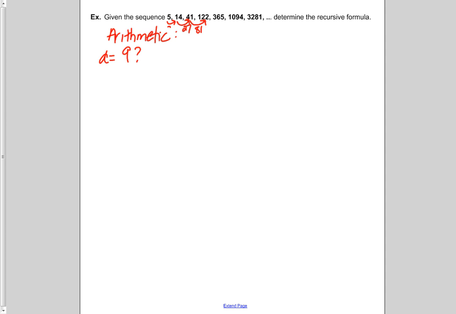So I'm seeing a pattern between the differences. It's certainly not arithmetic. We're not adding the same thing each time, but those differences are following a pattern. Let's organize our thoughts in a chart here. 5, 14, 41, 122, 365.